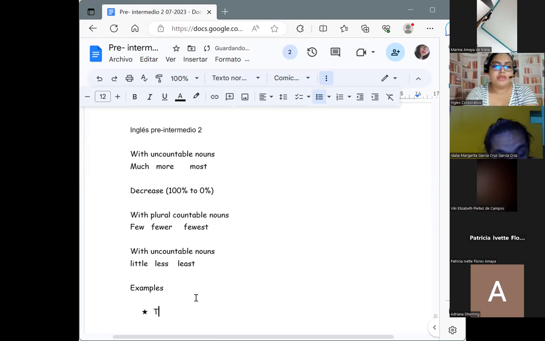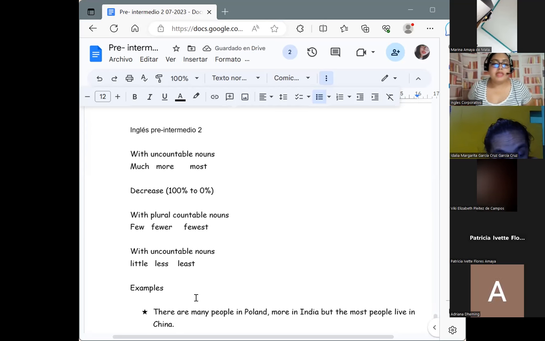So in this case, it says there are many people in Poland. More in India, but the most people live in China. Aquí es donde vamos a ver cómo vamos incrementando la cantidad. Dice que hay muchas personas en Polonia, más en la India, pero donde hay más personas es en China.